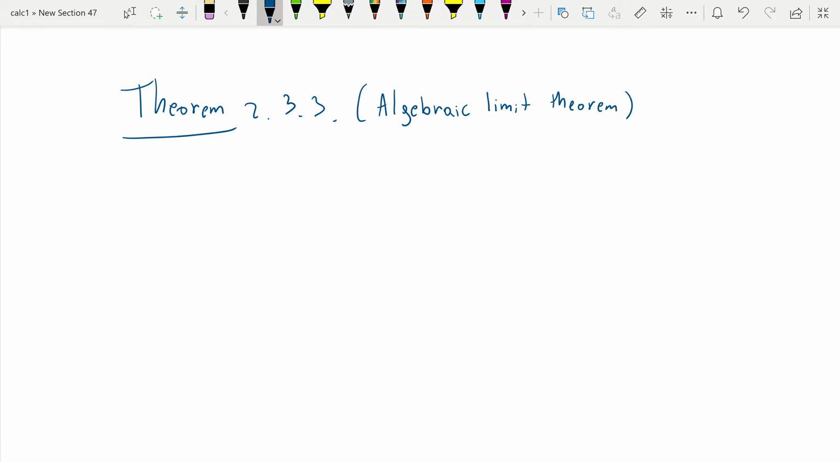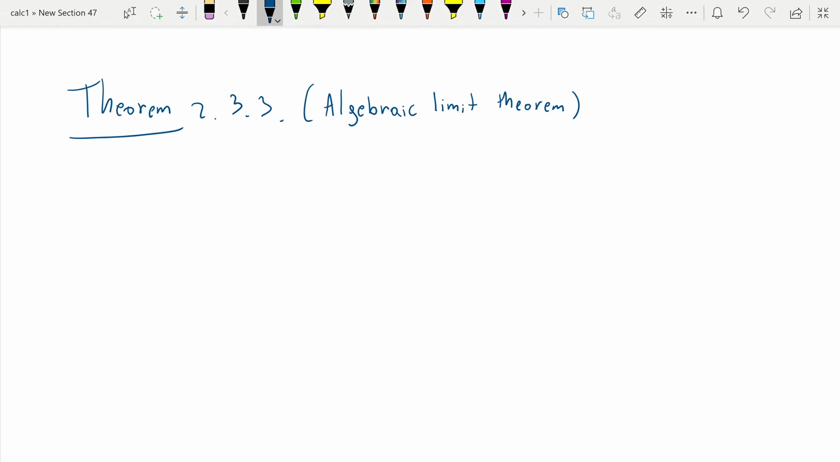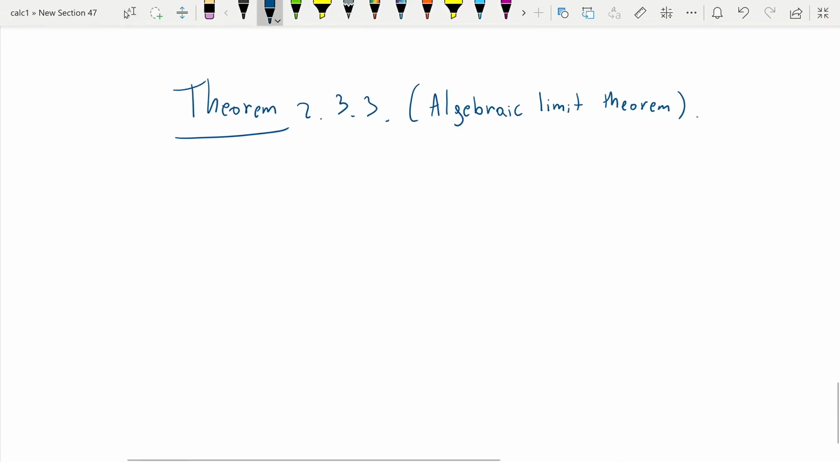And what it says is what you would expect. It's a summary of all the properties that you probably remember from all your undergrad courses. So we assume that we have two sequences, both converging to some limits. The limit as n goes to infinity of a_n is equal to a, and the limit of b_n as n goes to infinity is equal to b.